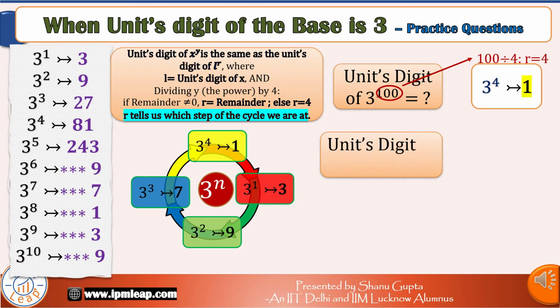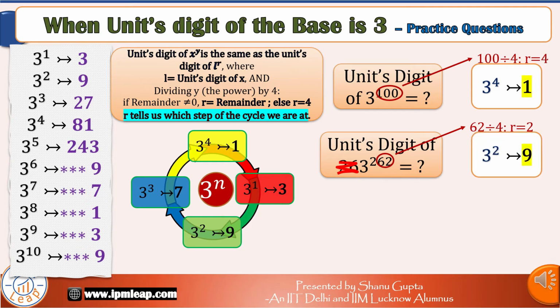Next we have to find the units digit of 263 raised power of 262. In the base, just keep the units digit 3 and ignore the digits before that. So what's the units digit of 3 raised power 262? Divide the power by 4 to see which step of the cycle you are at. Now 262 when divided by 4, it leaves the remainder 2. So that means we are at the second step of the cycle. So units digit will be same as that of 3 raised power 2. So our answer is 9.